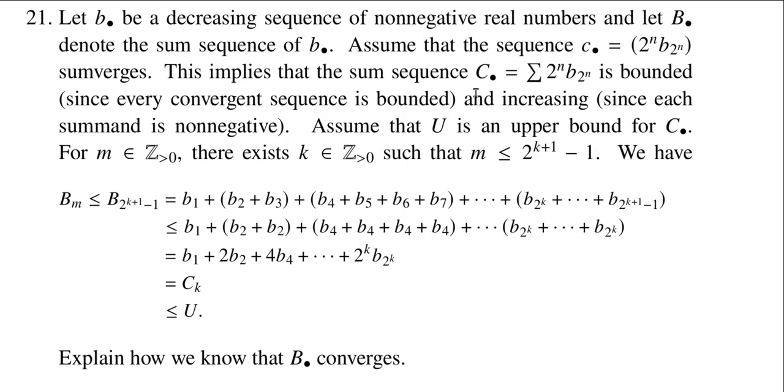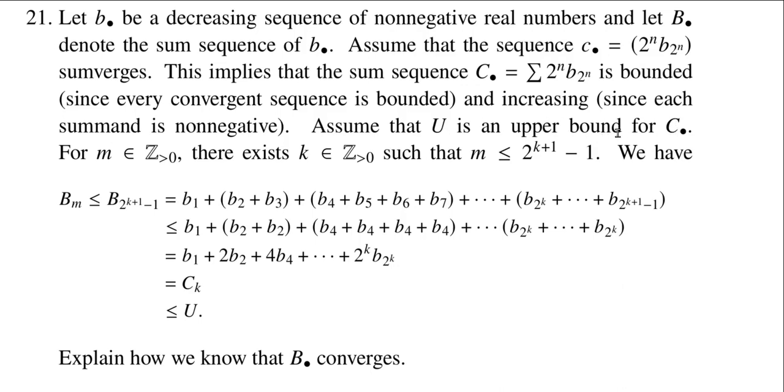This implies that the sum sequence C dot, which is that, is bounded. Oh, right, because if the sum sequence converges, yes, every convergent sequence is bounded. And it's increasing. Why is it increasing? Oh, right, we knew that the terms from B dot were non-negative. Multiplying by 2 to the n, it's still non-negative. Add them up, yes, it'll be increasing. Okay. Fine. Assume that U is an upper bound for C dot.